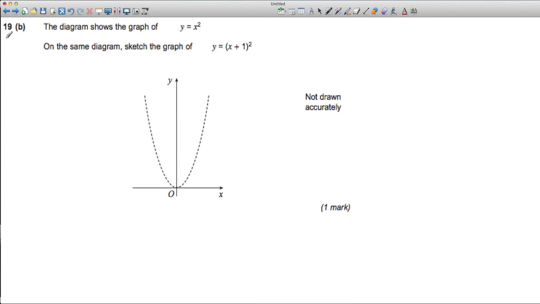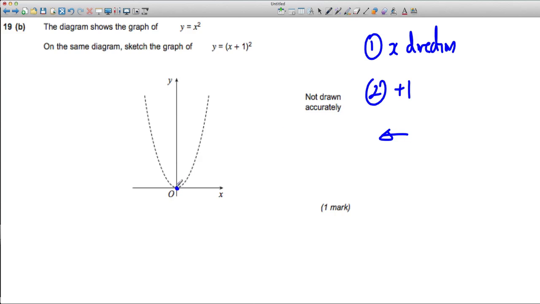Let's see if this comes up in part B. Well, it does. On the same diagram, sketch this here. The plus 1 is inside the brackets, so it's in the x direction. That tells me first it's in the x direction. The plus 1 does the opposite to what I think. It makes me go shifting that way by 1 unit.